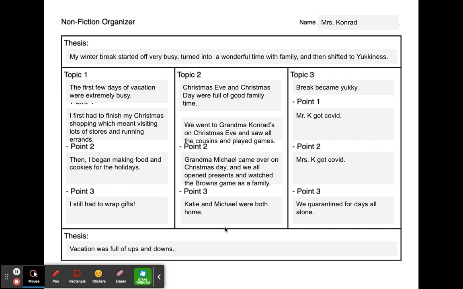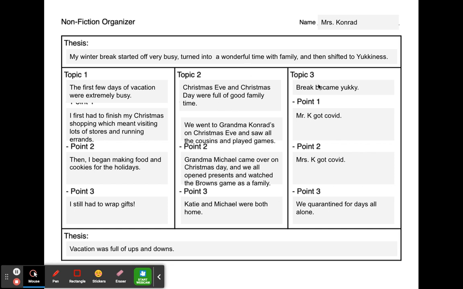Then it was a wonderful time with family. Here's topic two. Christmas Eve and Christmas Day were full of good family time. Point one, we went to Grandma Conrad's and got to see all the cousins and play games. Grandma Michael came over on Christmas Day, and we all opened presents and watched the Browns game as a family, which we don't usually get to do because Katie and Michael are always down in Columbus. And point three, Katie and Michael were both home. So we had a lot of good family time.